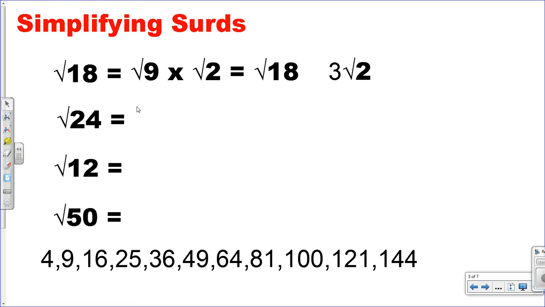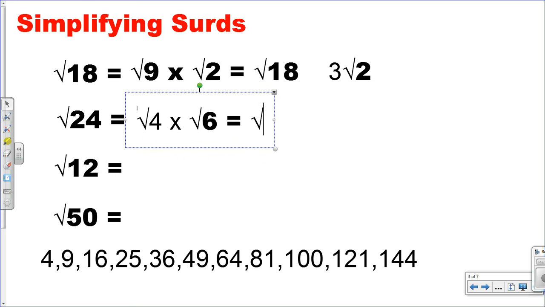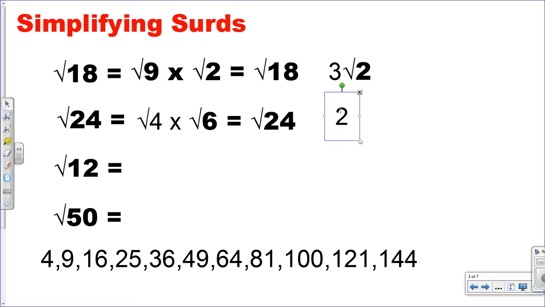Let me look at this one now. So square root 24, the lowest square number that I know that goes into 24 is 4. Square root 4 times square root 6 equals square root 24. I know what the square root of 4 is. The square root of 4 is 2. Do I know what the square root of 6 is? No. So I'm just going to leave it as 2 square root 6.